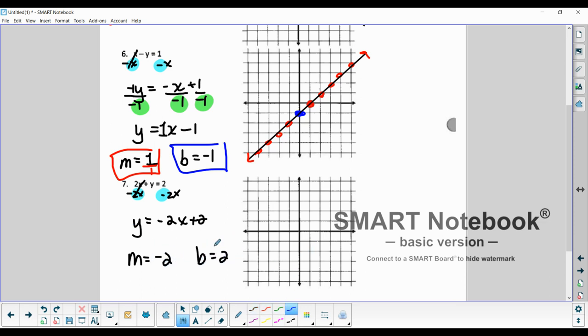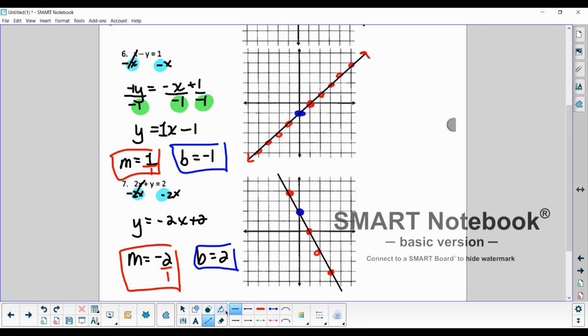So I'm going to start at 2 on the y-axis. My slope is negative 2 with a denominator of 1. So I'm going to go down 2 over 1, down 2 over 1, down 2 over 1, or work backwards and connect those points with a line, draw some arrows on the end. That is how you graph an equation that started in standard form by putting it in slope-intercept form.